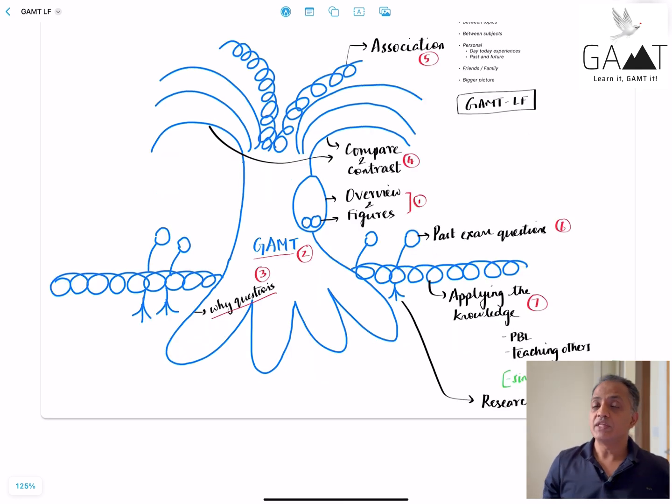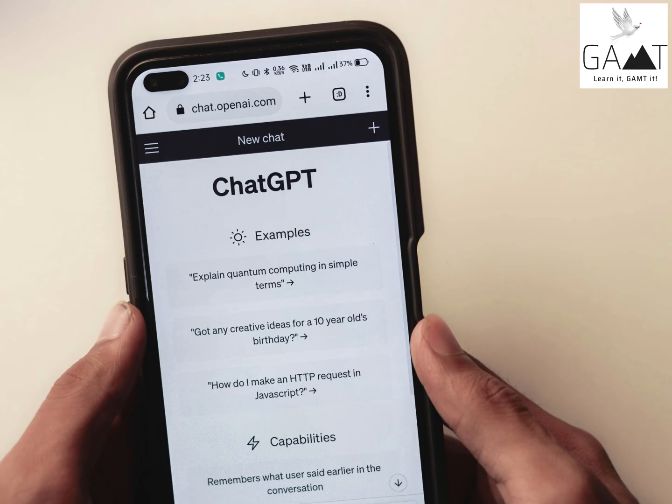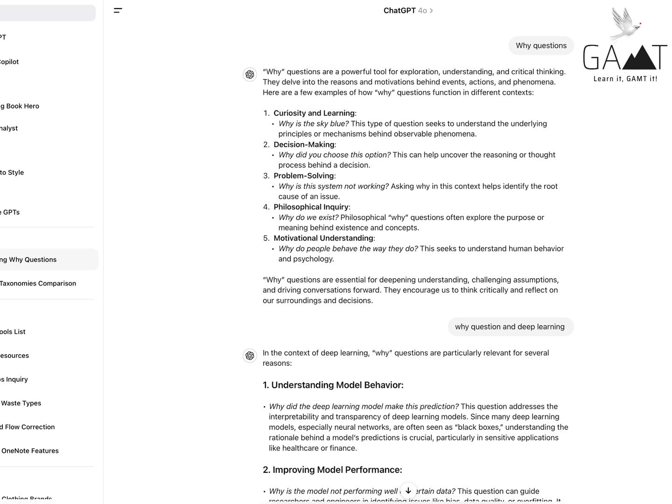A lot of times you might find the answers in the text or the source material that you're reading the topic from. If you don't find the answers, you can always go to ChatGPT. The AI tools, ChatGPT for example, along with the GAMT learning framework, create a very powerful tool which allows you to effortlessly apply the principles of deep learning to any topic that you want to learn.